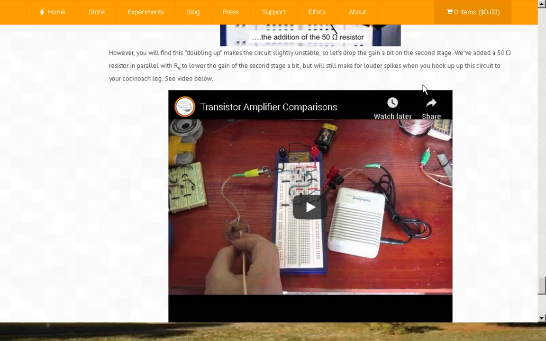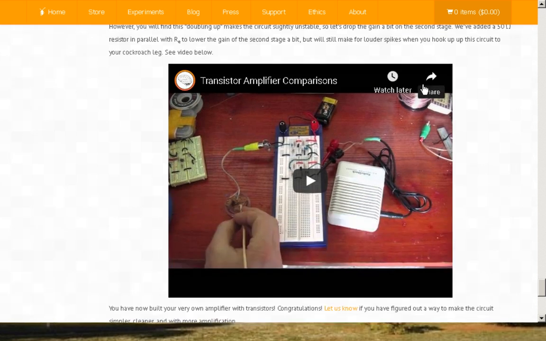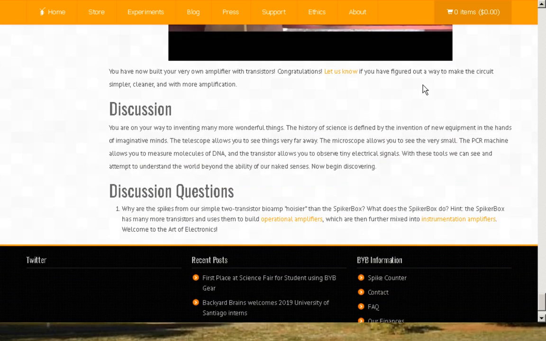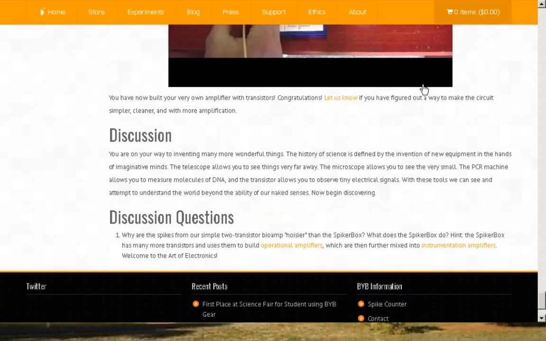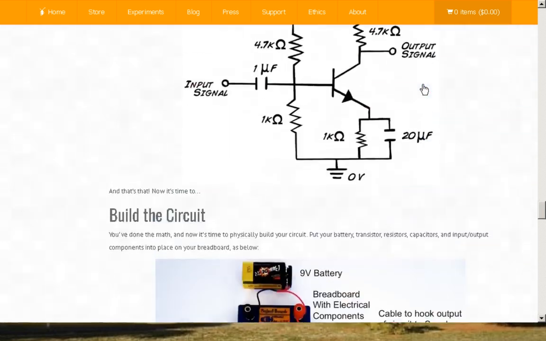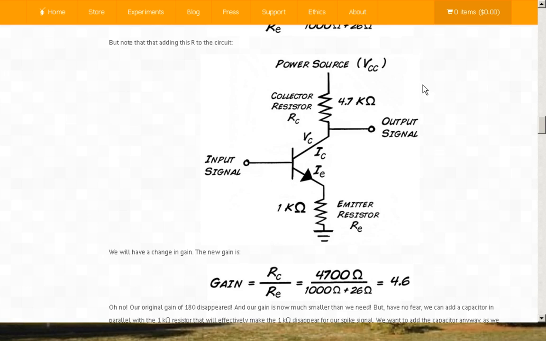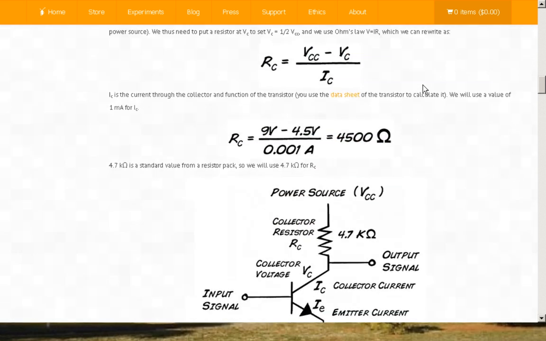Why the hell's it using a cockroach leg? That's disgusting. Strange. That's basic transistor design anyway. I mean transistor circuit design.